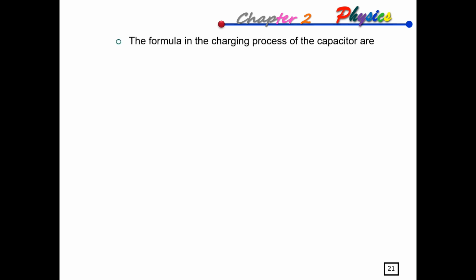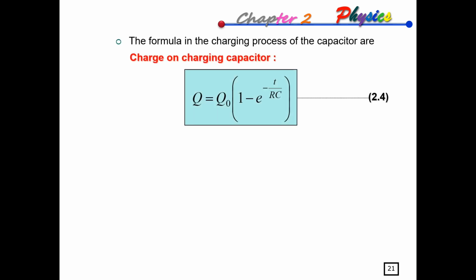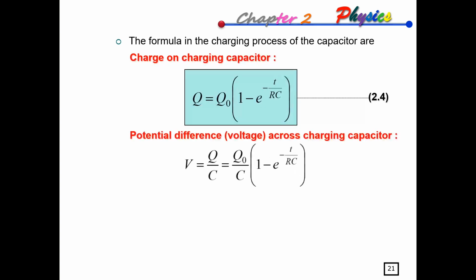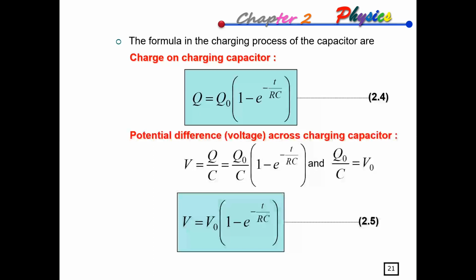Okay, so from the previous slide of graph Q versus T and V versus T, we can have this equation to be produced, which is 2.4: Q equals Q naught in a bracket 1 minus e to the power of negative t over RC. And for potential difference, V equals V naught in a bracket 1 minus e to the power of negative t over RC.